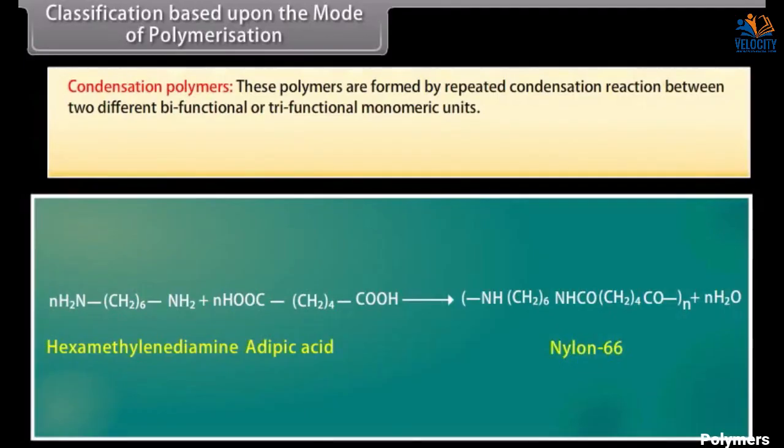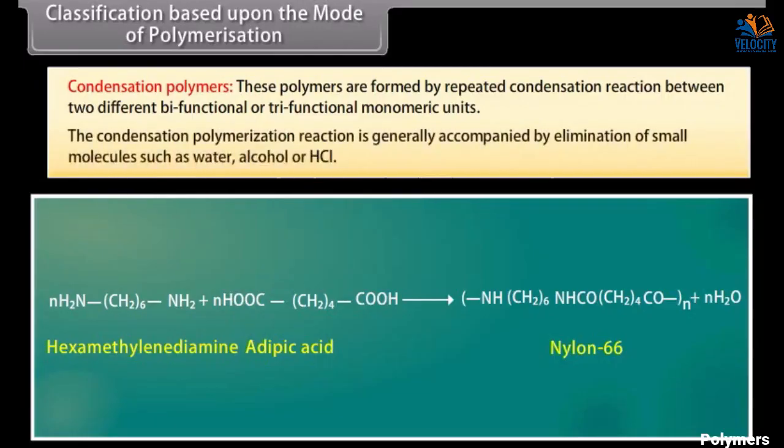Condensation polymers. These polymers are formed by repeated condensation reaction between two different bifunctional or trifunctional monomeric units. The condensation polymerization reaction is generally accompanied by elimination of small molecules such as water, alcohol, or HCl. For example, nylon 66 is formed by condensation of hexamethylene diamine with adipic acid.